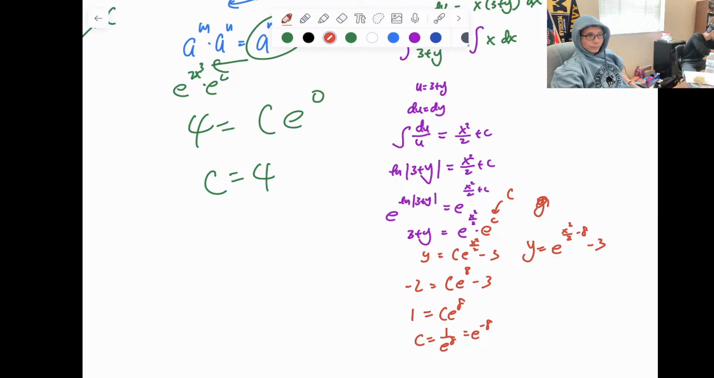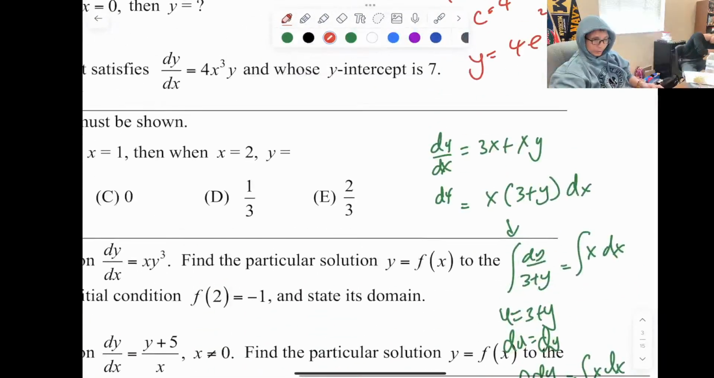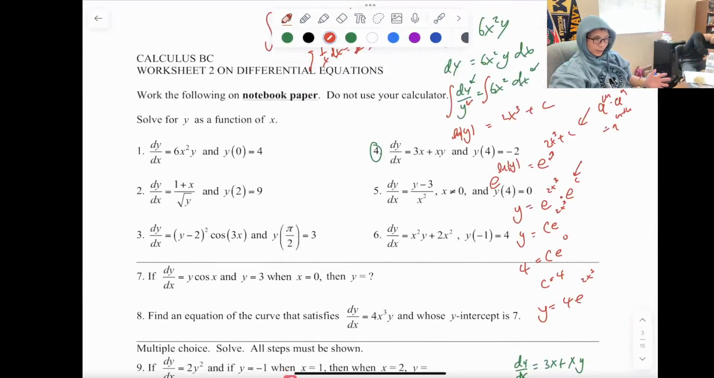It says -2 equals C e to the 8. Because you have to plug in 4, because then you have 16 over 2, which is 8. Oh. Minus 3. Then that's it. Which problems are we doing right now? I don't know which problem. I think question 5.